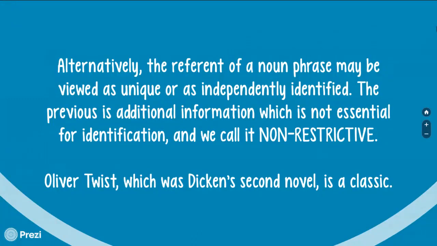Let's illustrate this. In the following example, Oliver Twist, which was Dickens' second novel, is a classic. This non-restrictive relative clause begins with the subordinator which, and consider that in this case this clause is placed in between commas. This is a so-called parenthetical clause too. Consider too that in this case we don't need to identify the noun because we are talking about a specific novel written by Charles Dickens. So it's not necessary for us to identify the head noun because it's unique.